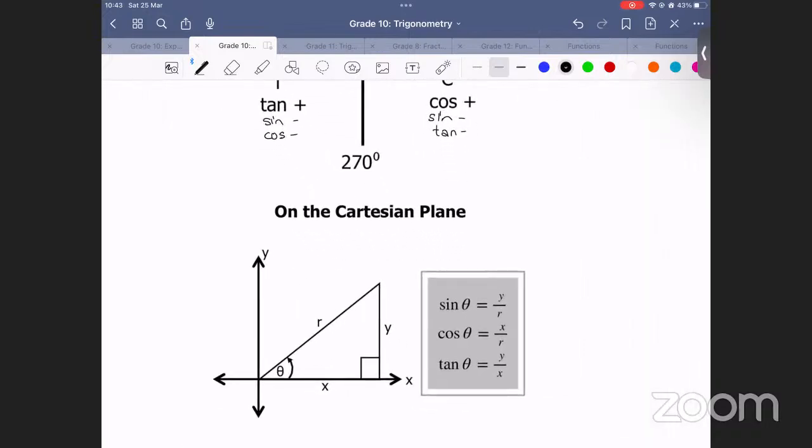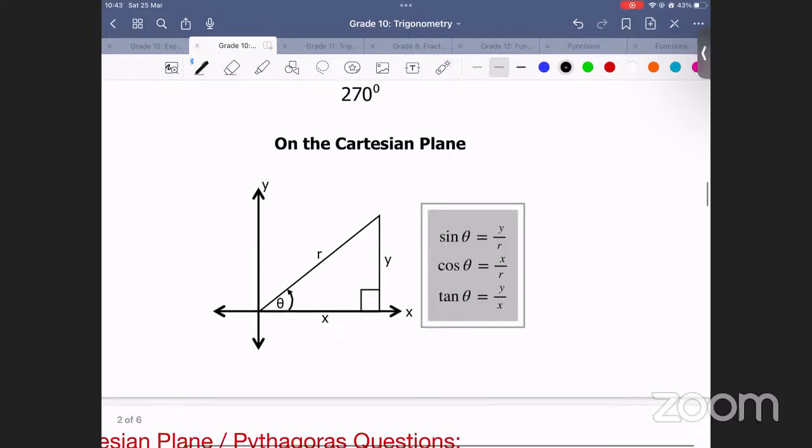On a Cartesian plane, let's express these trigonometric ratios. It's the exact same thing. Where we have theta, let's look carefully at this Cartesian plane. We have theta and a triangle drawn in with r, which is our hypotenuse because it's opposite the 90-degree angle. Then we have the side opposite theta, which we refer to as y because the length of this line comes from the corresponding y coordinate.